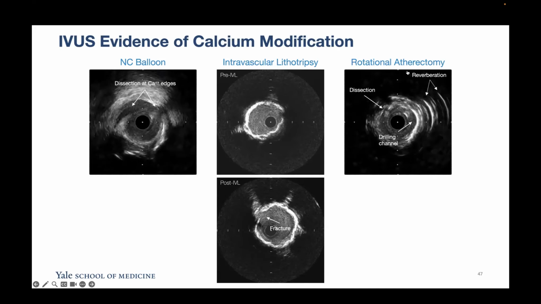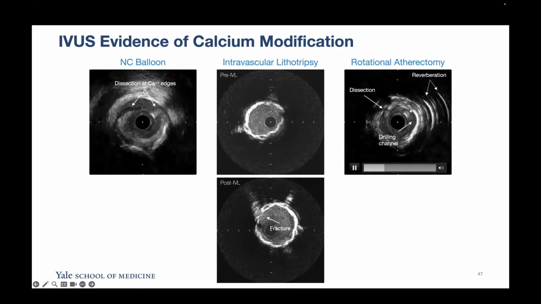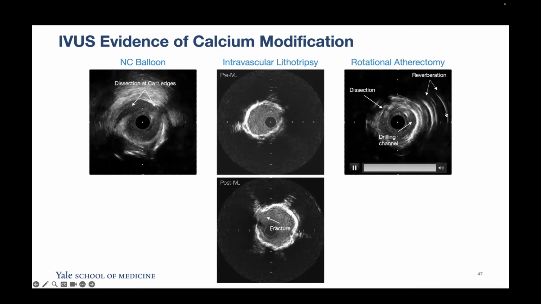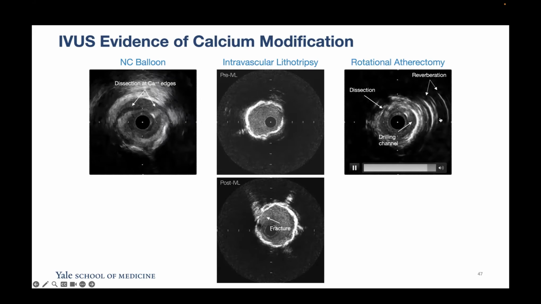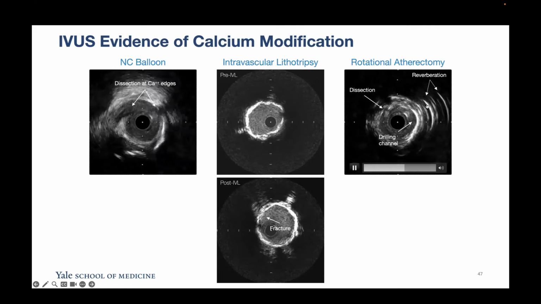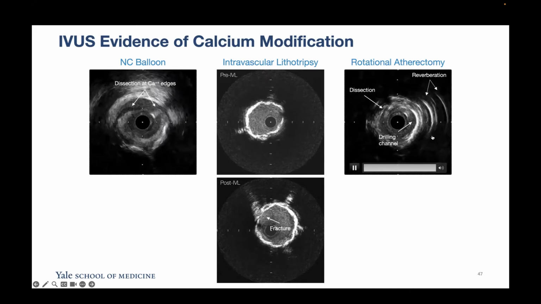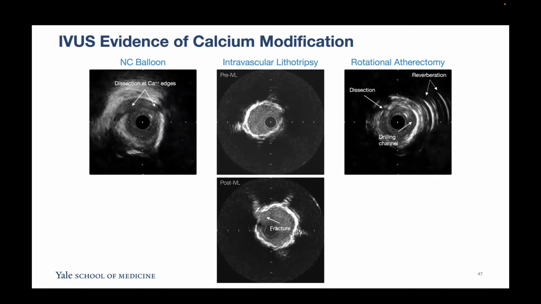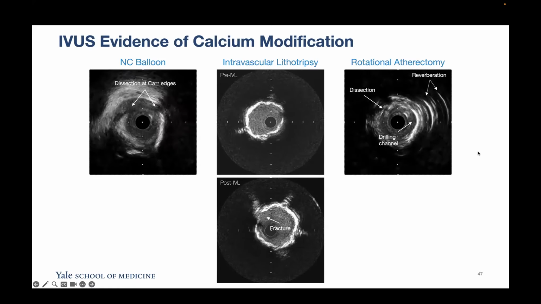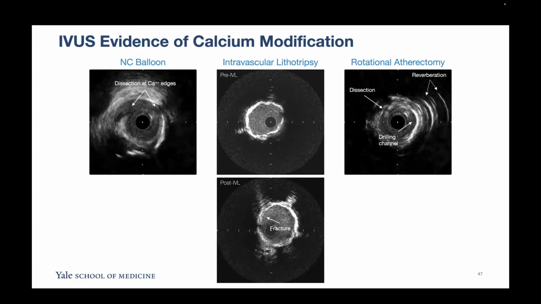And rotational atherectomy: in this case, we have a small dissection on this side, but a very polished surface, which is kind of circular, the shape of the burr, followed by reverberation. The reverberation, especially when you have a calcification like this and then after atherectomy you see that, is a sign of debulking, right? So we are weakening the calcium. The presence of reverberation and the drilling channel are the hallmarks of rotational atherectomy.